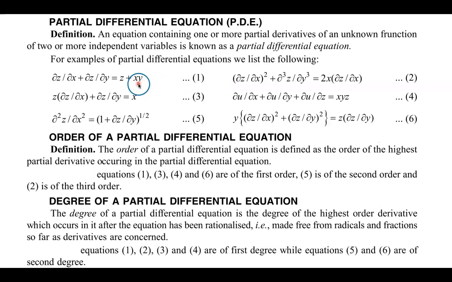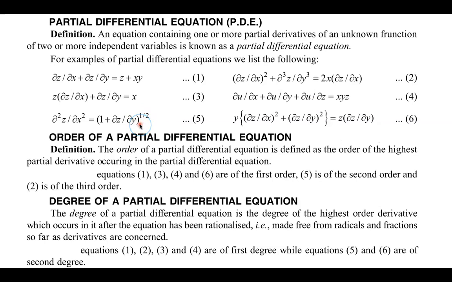So, the order of example 1 is 1 and degree will be 1 as well. In example 2, order is 3 and its degree is 1. So, the degree of the differential equation is also equal to 1. In example 3, order and degree are equal to 1. In example 4, order is equal to 1 and degree is also 1.